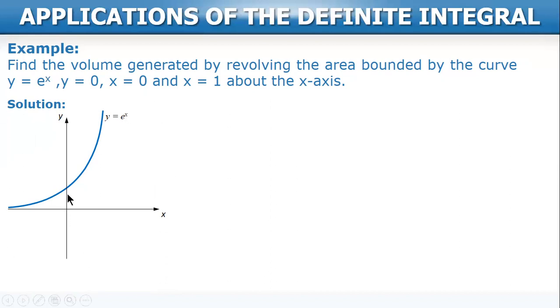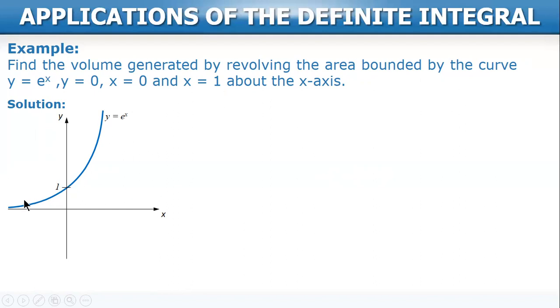Now, the graph intersects this point. This is the y-intercept. And to get the value of this, it's simple. Just set x equal to 0, because at the y-intercept, x is equal to 0. So e raised to 0, y equals 1. So the value of y is 1.